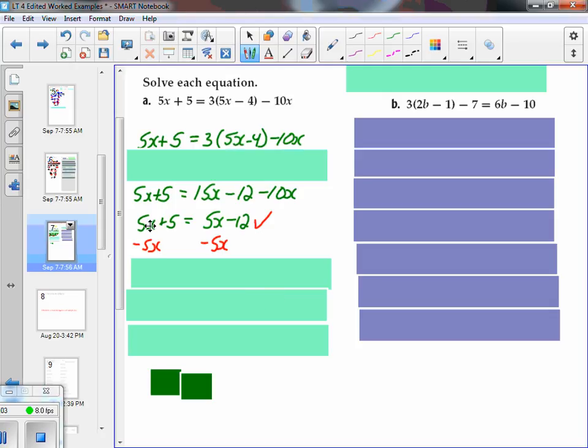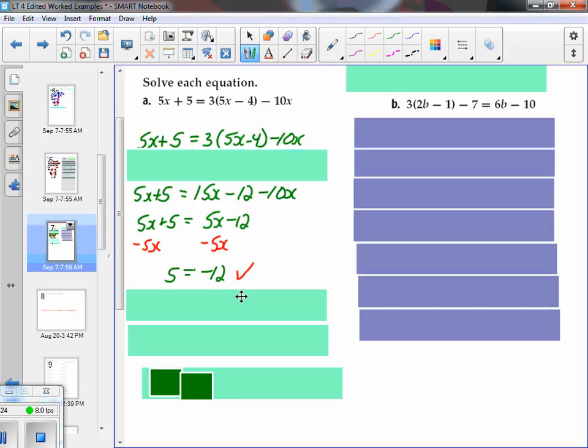On the left, 5x minus 5x is 0. All I have is 5. On the right, 5x minus 5x is 0. All I have left is negative 12. Now, you've been in school for a few years now. Does 5 equal negative 12? Of course not. That's just silly.